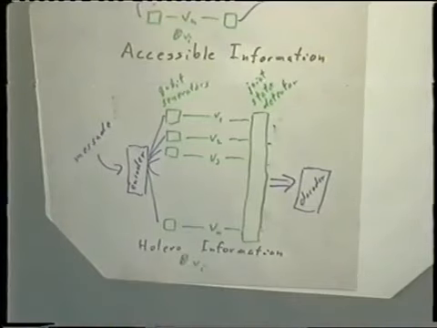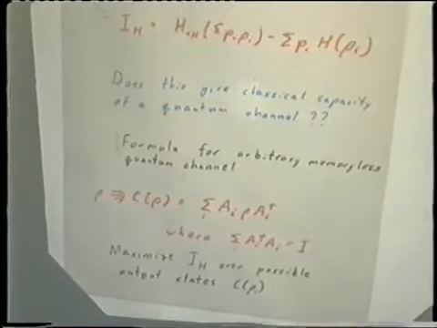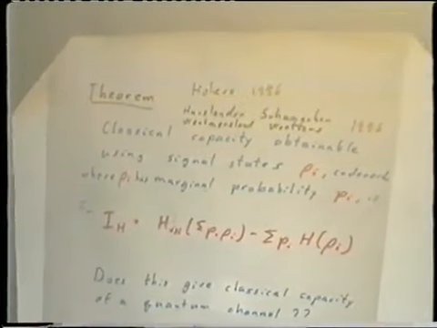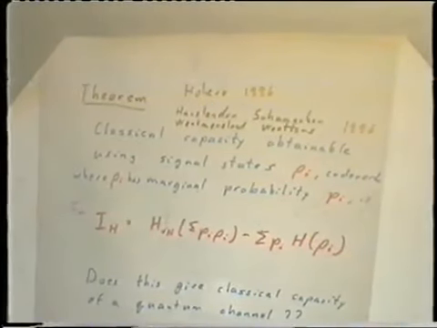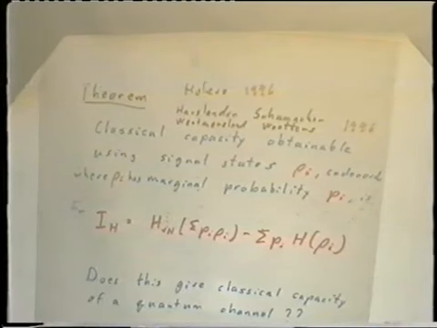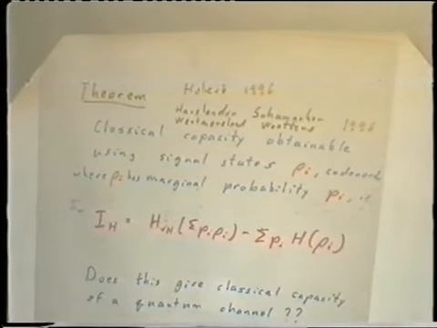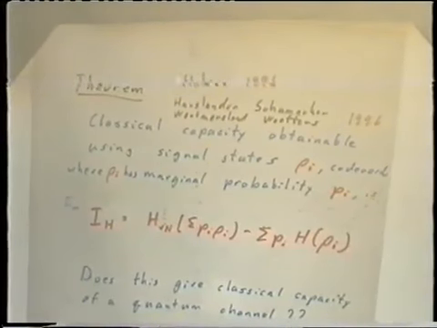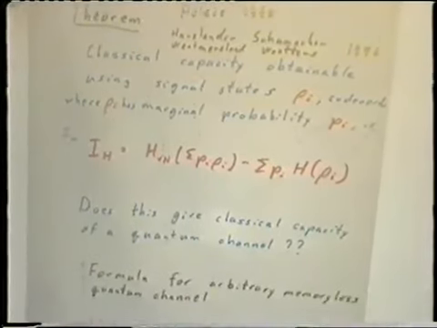And that's what this slide says. If you allow the sender to use signal states rho sub i with probability p sub i, and allow a joint measurement, then he gets the Holevo information. So you can ask, is this the right classical capacity for a quantum channel? And the answer is we don't really know.